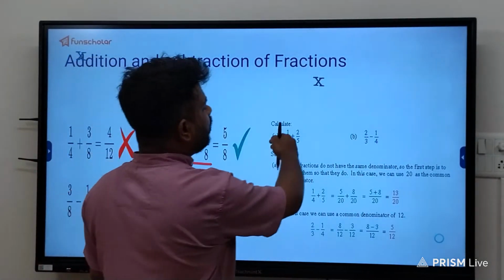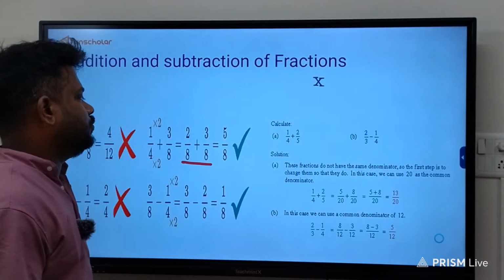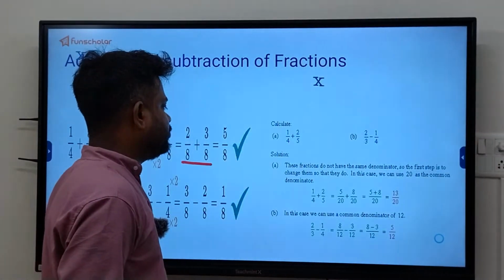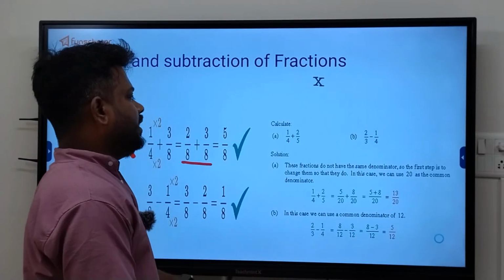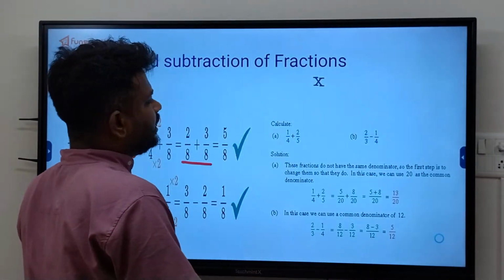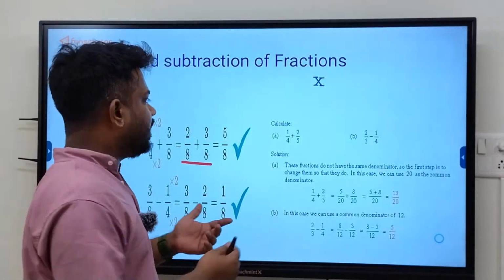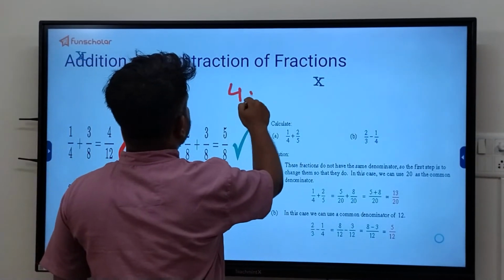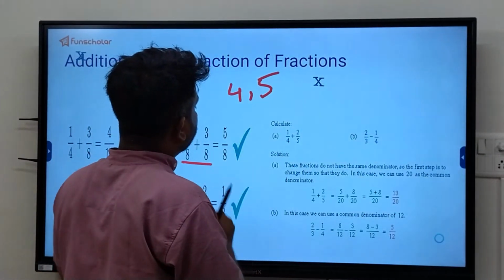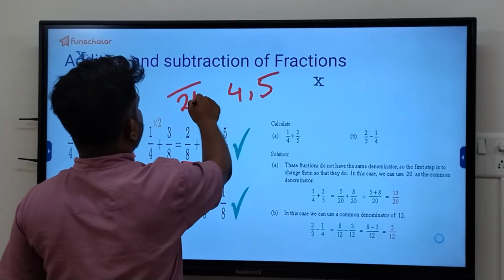Here they have also done 2 more sums. So 1 by 4 plus 2 by 5. These fractions do not have the same denominator, so the first step is to change them. In this case, we can choose 20 as the common denominator. We will also discuss this further, but here I am telling you how we can choose that. How will you get to know what the common denominator is?